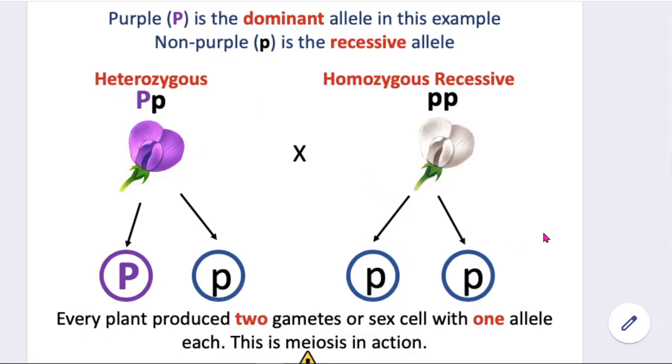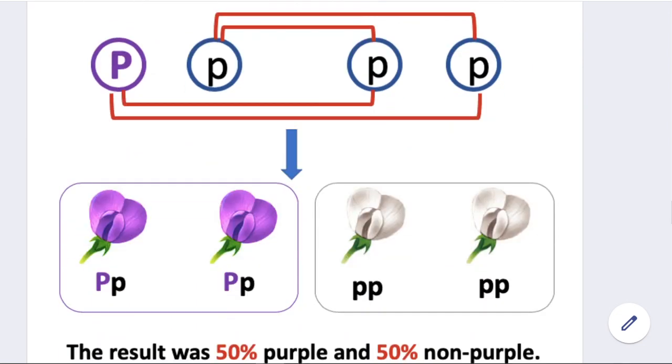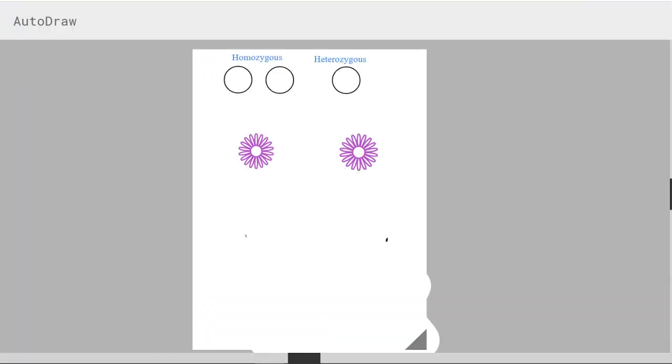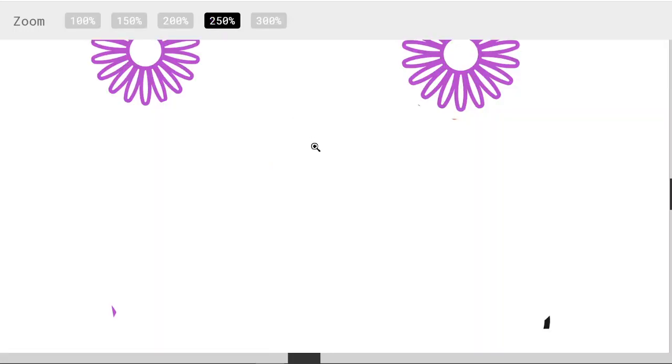So if you keep going down the lesson, you're gonna find the second crossing, which is heterozygous with heterozygous. So notice both plants are purple, and they are heterozygous, which means they have 1 dominant allele and 1 recessive allele, which doesn't show in the plant because the dominant is taking over, is masking or hiding the recessive allele. So let's go right ahead and do that problem.